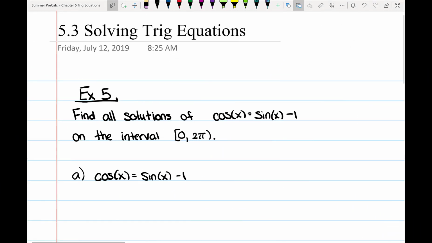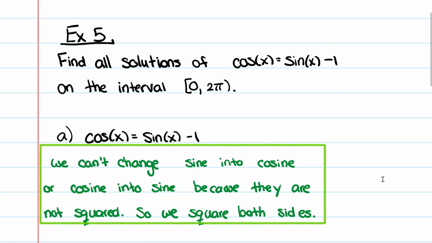In this video, we're going to talk about how to find the solutions of a trig function when neither of them are squared, but you have two different trig functions and you can't factor them out. So we're going to find all the solutions of cosine x equals sine of x minus 1 on the interval 0 to 2 pi.